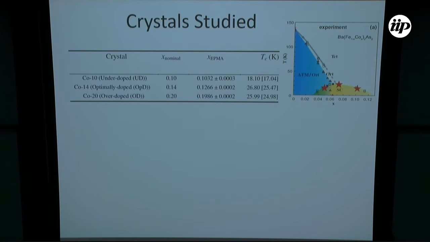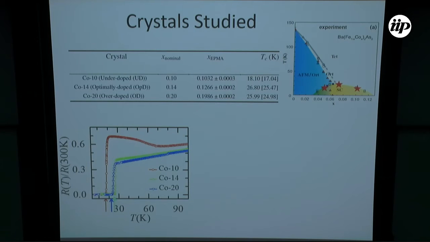For this work, we have looked at 3 different classes of single crystals. All of them are barium iron arsenide with cobalt doping. One of them is underdoped with a lower TC of about 18 Kelvin. One of them is optimally doped. It has the highest TC amongst this class of crystals which were prepared, about 27 Kelvin. And the overdoped sample has a TC of about 26 Kelvin. So all these 3 crystals are underdoped, optimally doped, and overdoped single crystals. We will investigate what features we see in these 3 single crystals. The nomenclature that we follow is CO10, which is underdoped, CO14 is optimally doped, and CO20 is in the overdoped regime.